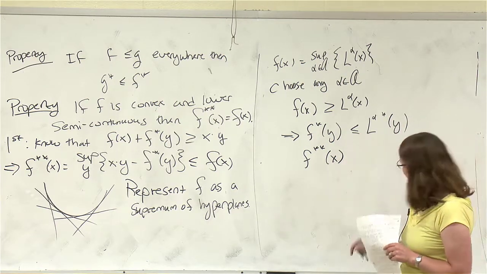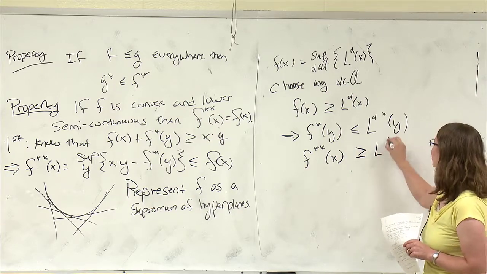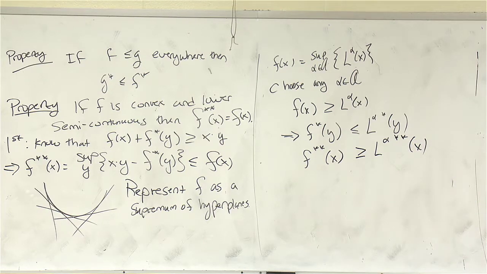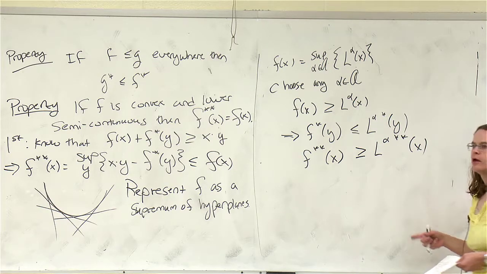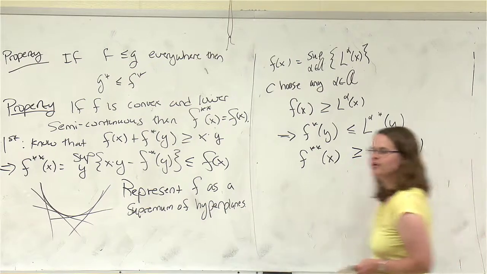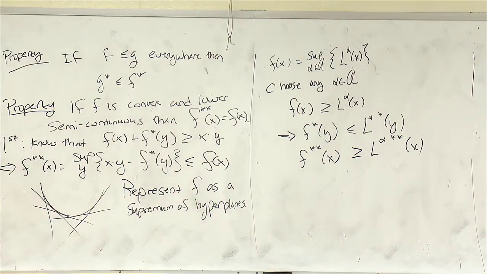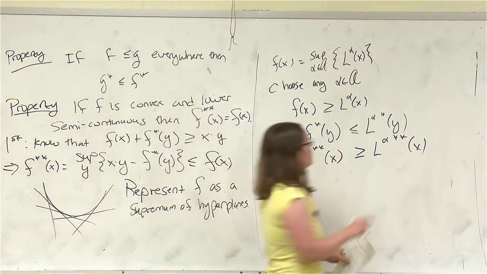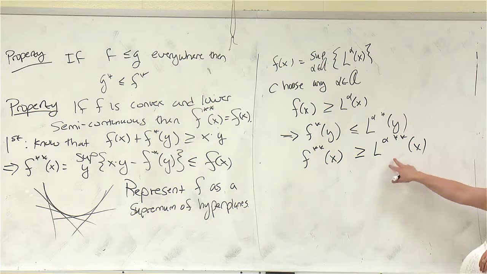Okay, so now I'm going to reverse the inequality again, and I get L alpha double star of x. You can check this on your own time. Before, I said if we have a linear function and we take a double Legendre transform, we get back where we started. This is not quite linear, this is an affine function. Again, I'll let you check that. It's a relatively simple exercise that if I take one of these hyperplanes and Legendre transform it and transform it again, I get back where I started.